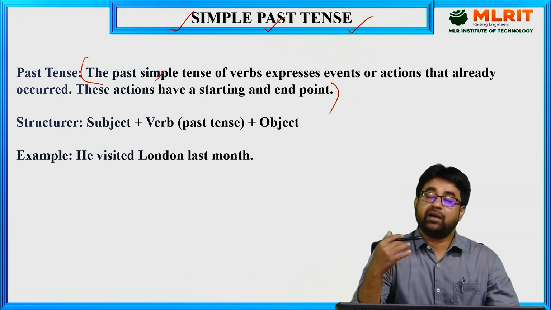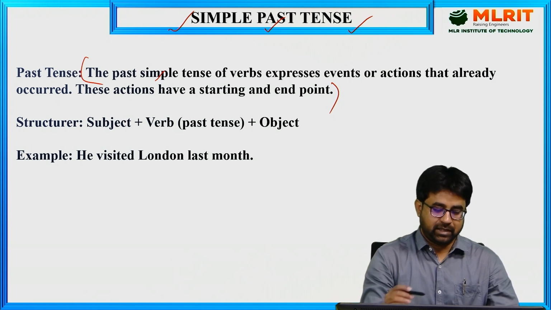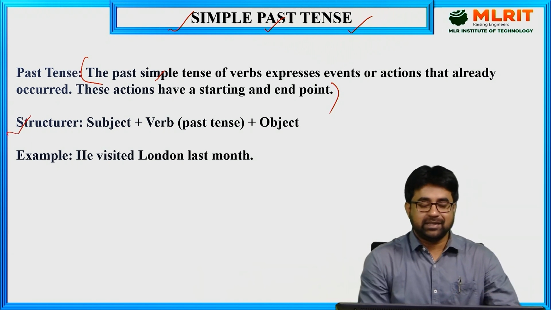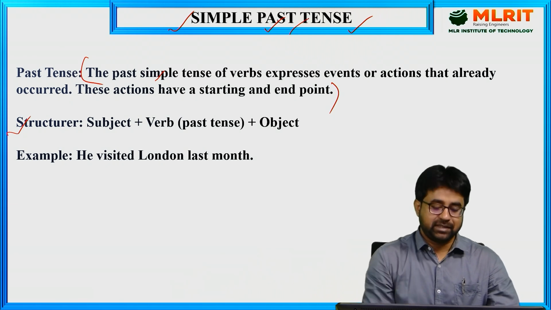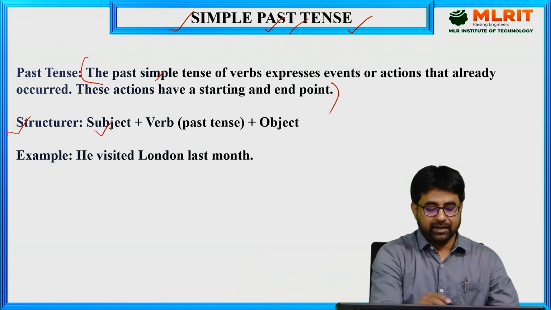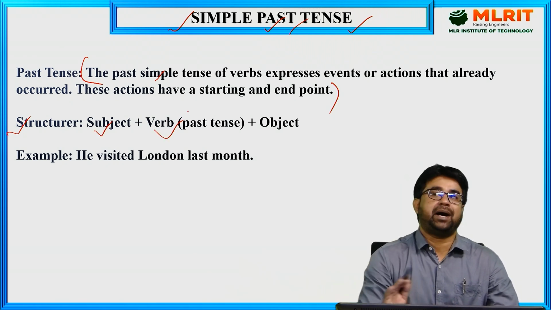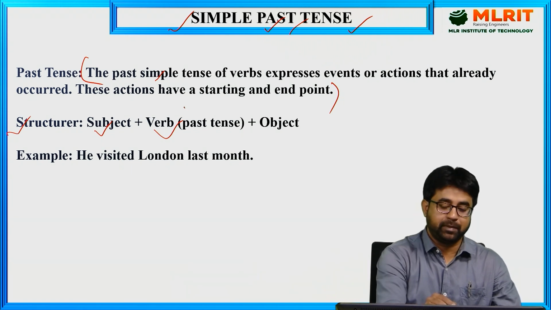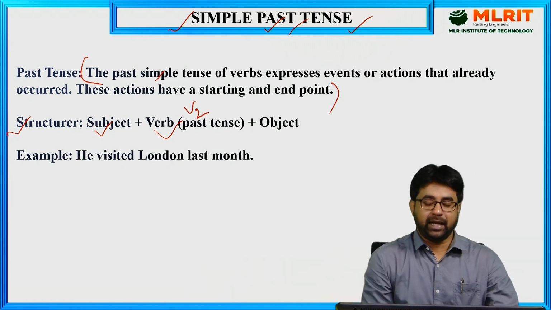Now, there are four different aspects of past tense, and we'll look into each one of them separately. First, what is the structure of simple past tense? Subject, then verb. The verb is always in the past form, that is the V2 form. Please remember, this is V2, right? And then the object. A very simple structure.